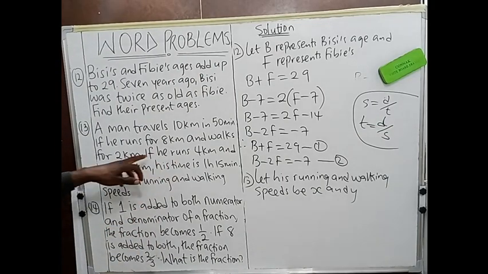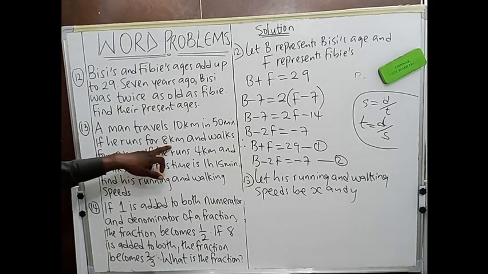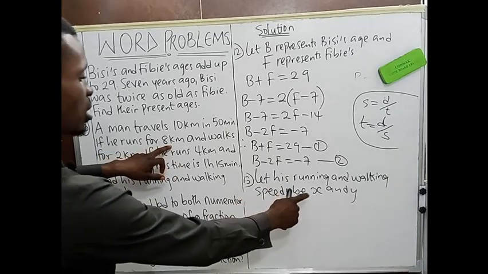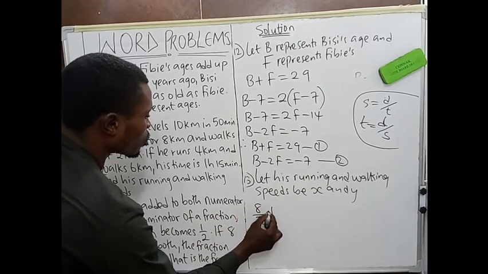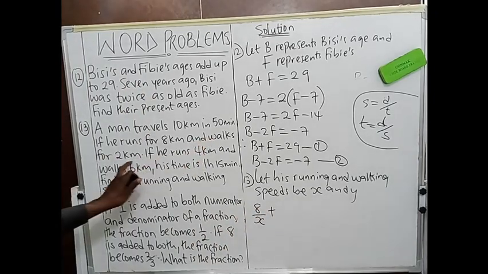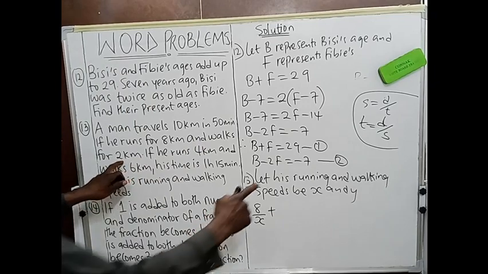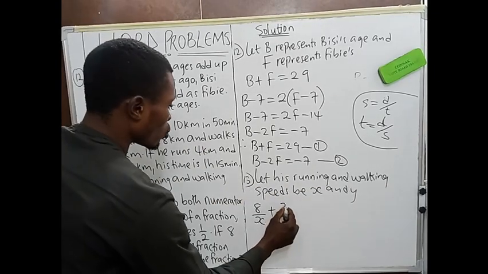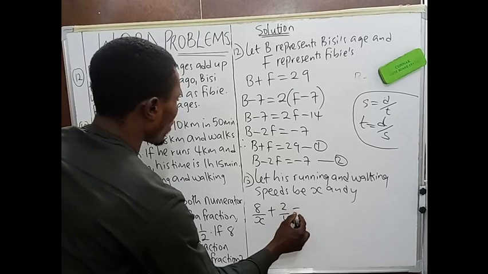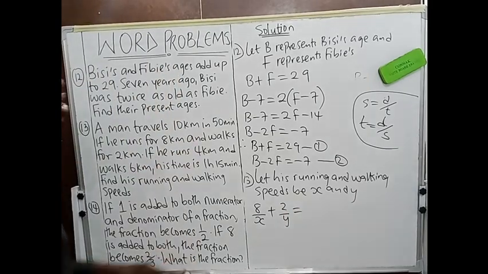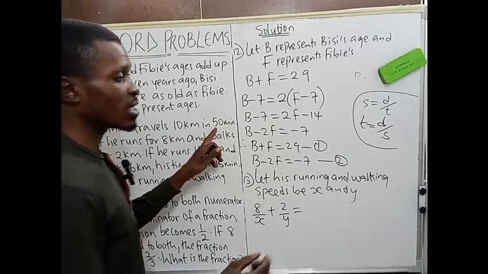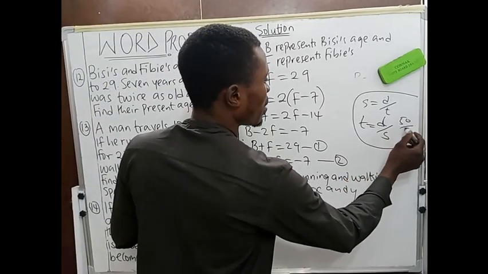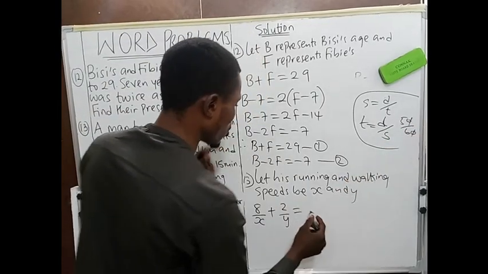Distance over speed. So the time he runs for 8 kilometers will be 8 over the running speed, x. So we have 8 over x plus the time he walks for 2 kilometers, which is 2 over the walking speed, y. 2 over y. This will amount to 50 minutes. Take note, our speed is in kilometers per hour. So change 50 minutes to hours, divide by 60. 50 divided by 60 is 5 over 6.